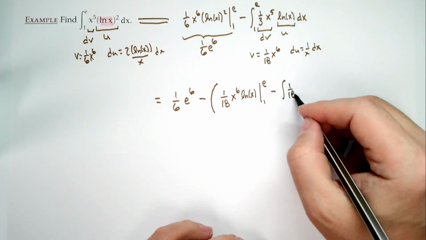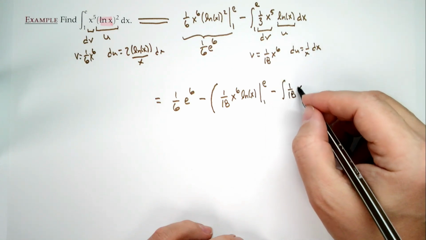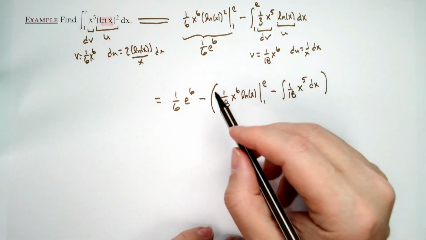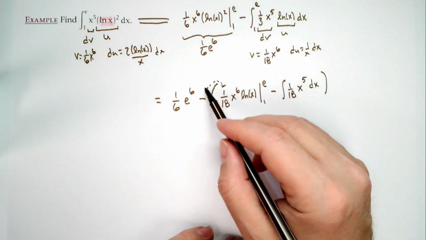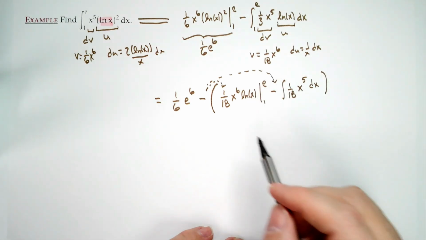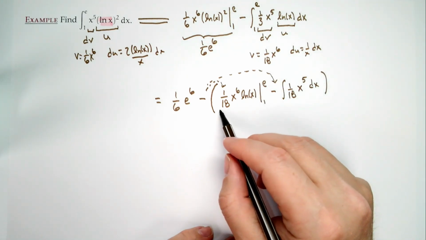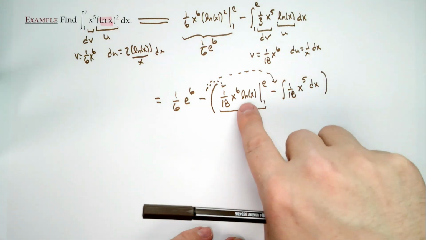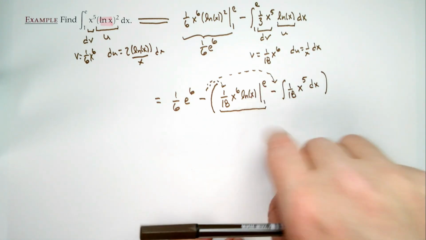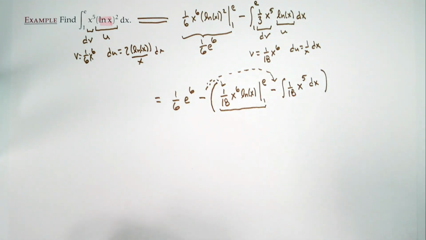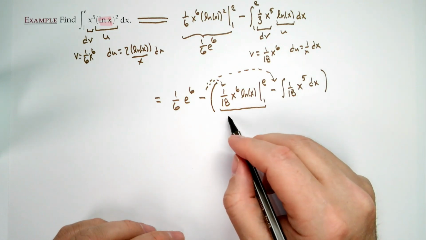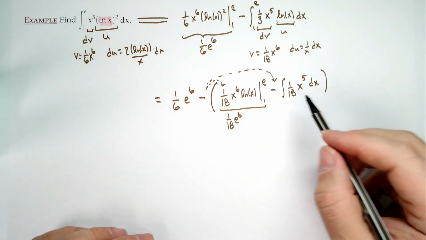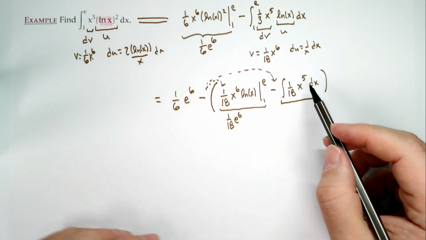Now here there's a 1 over 18 x to the 6, and 1 over x would be x to the 5th dx. Okay, so remember this minus is going to come through to both terms. So let's take a look here. Before we distribute the minus, what would happen? Well, similar to before, if you plug in the 1, natural log of 1 is 0. Plug in e, natural log of e is 1. And therefore, what you'll end up with is 1 over 18 e to the 6, and you're going to subtract that.